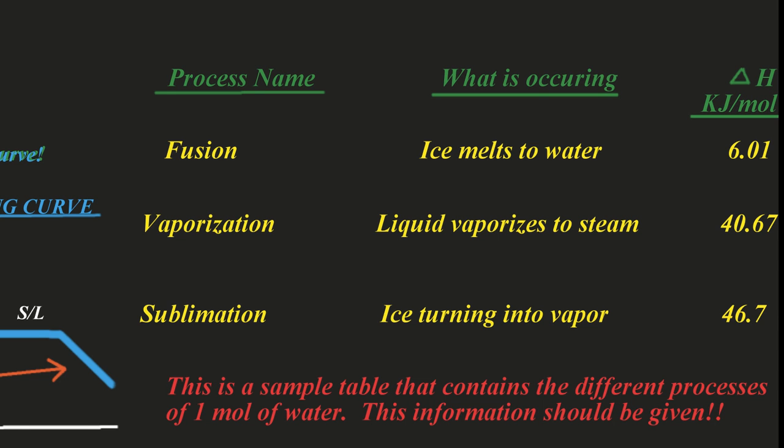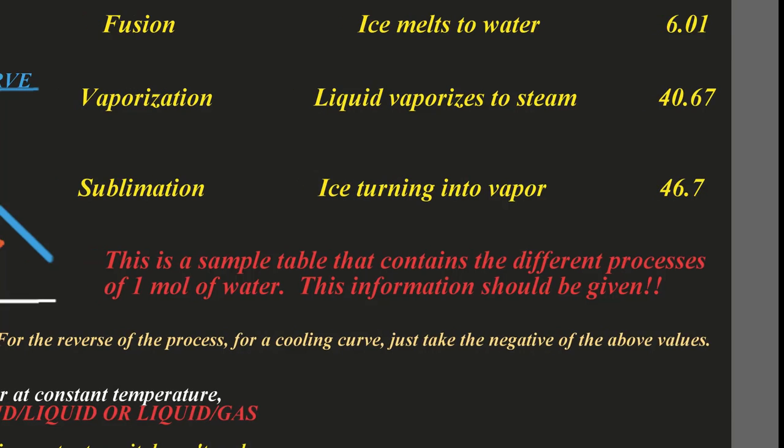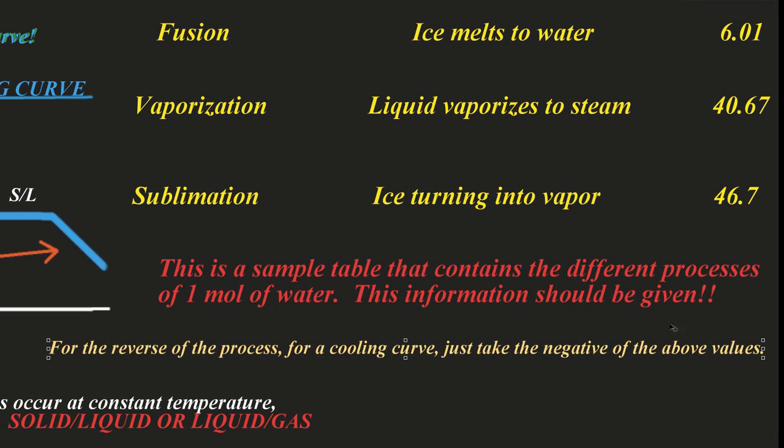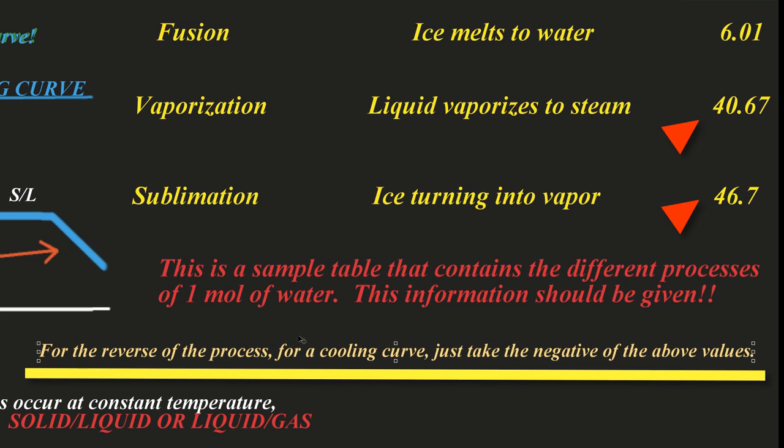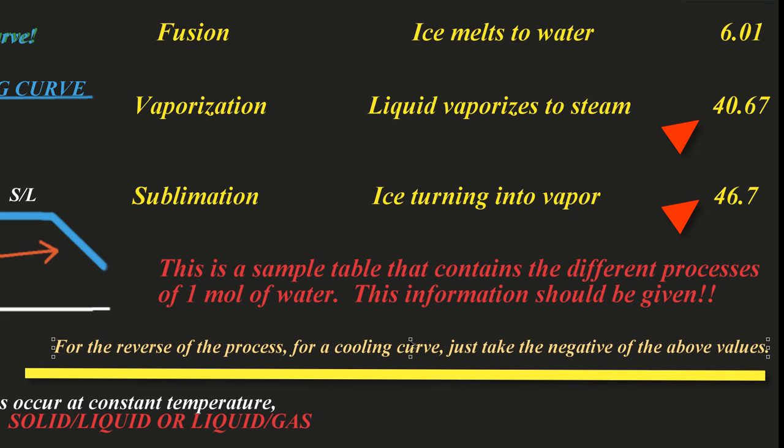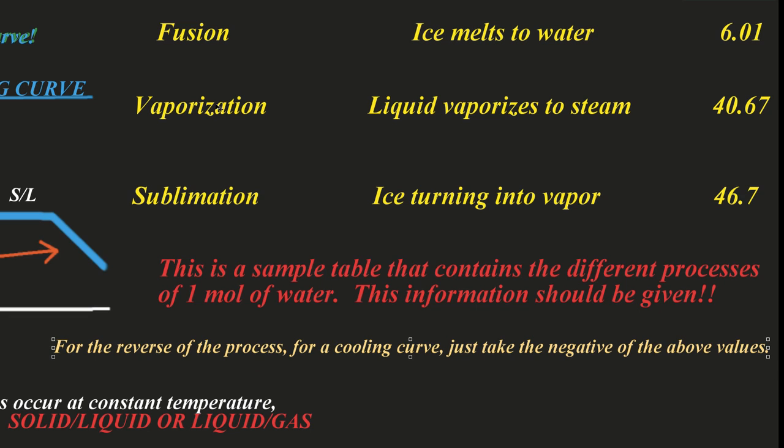And if we're looking for the reverse of the process, let's say we're doing a cooling curve, then you just take the negative of these values because it's just the reverse of the process there. So if I'm going from gas to liquid, if I'm condensing, it'd be a negative 40.67. All right. So that's the basics of a heating and cooling curve.